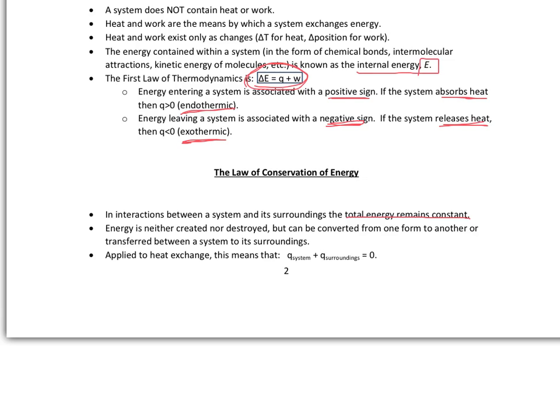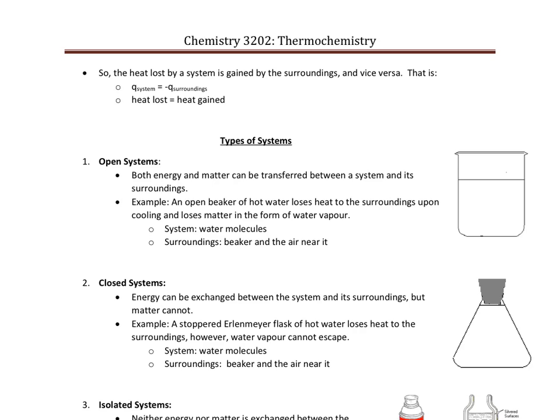The law of conservation of energy states that energy is neither created nor destroyed, but it can be converted from one form to another or transferred between a system and its surroundings. So overall, the heat of the system and the heat of the surroundings will always equal 0, since it cannot be created nor destroyed. Therefore, the heat lost by a system must be gained by the surroundings and vice versa. We can represent this as Q, or heat of the system, will be equal to negative heat of the surroundings to show that energy transfers back and forth, or that the heat lost will be equal to the heat gained.